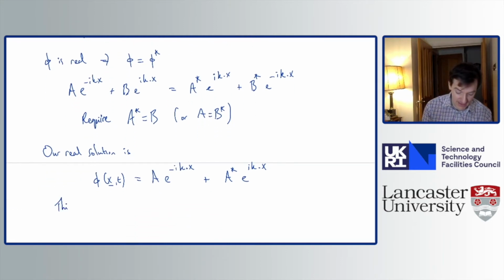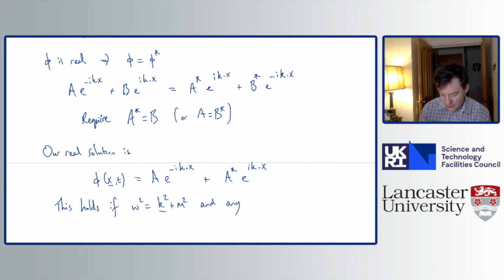Okay, and again, I'll state it. This holds if omega squared is k squared plus m squared, okay? And for any value of k. We don't have a constraint on k, okay? So k is still a free parameter. We know that once we specify k, and if we know what this mass parameter m will be, then we can calculate what omega is. But this is a solution for a given value of k.